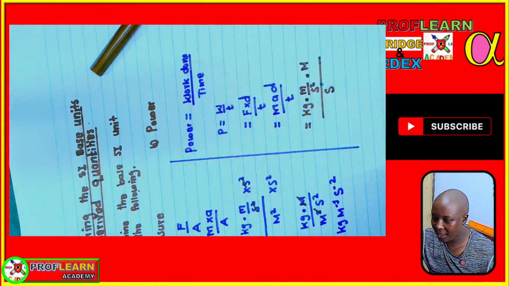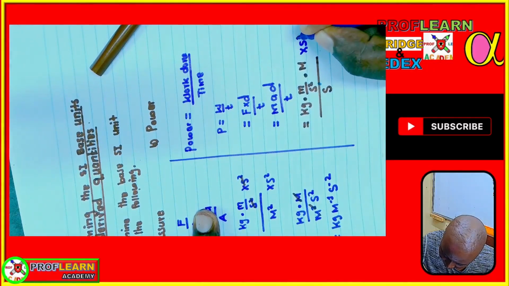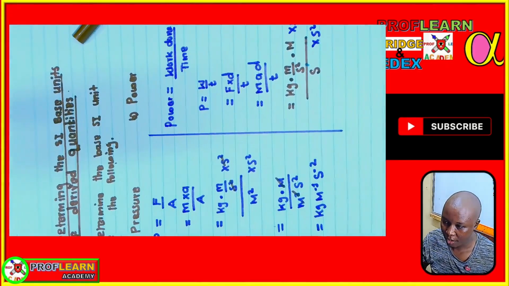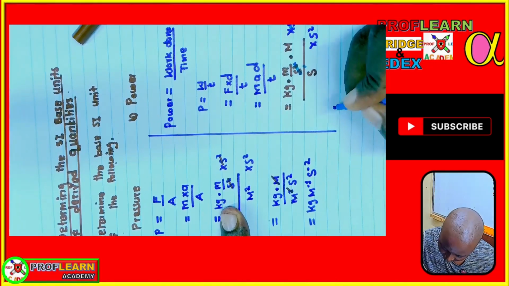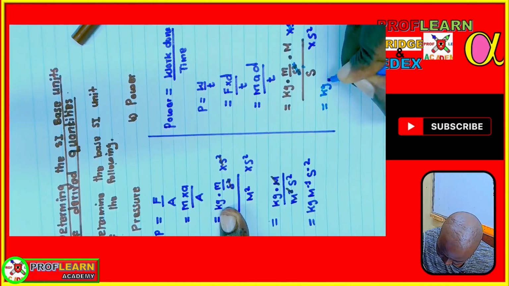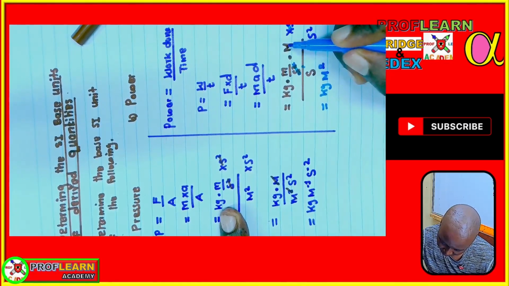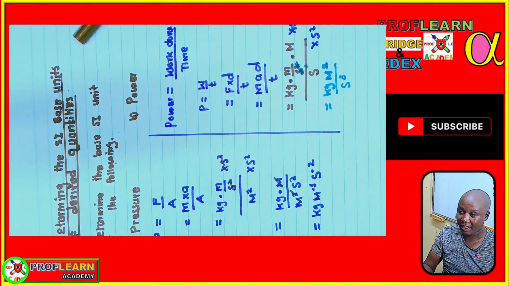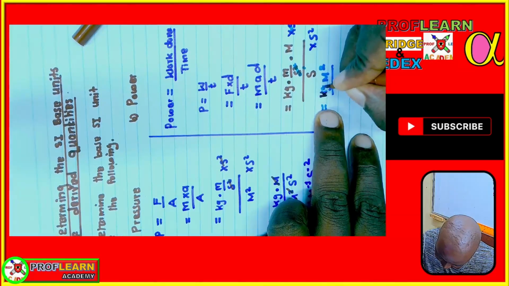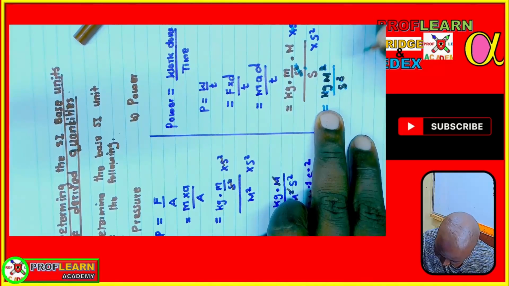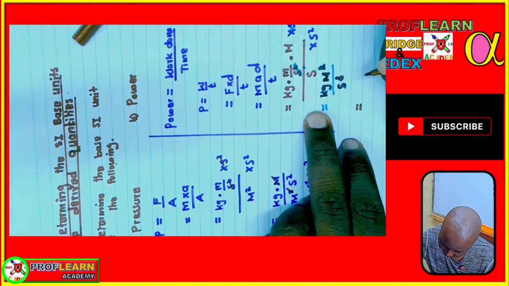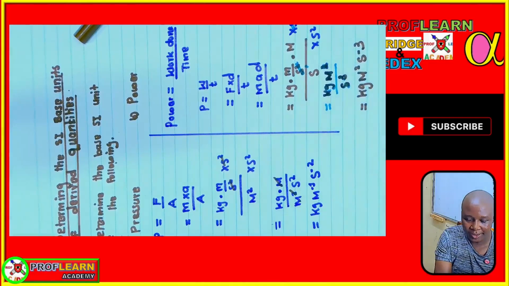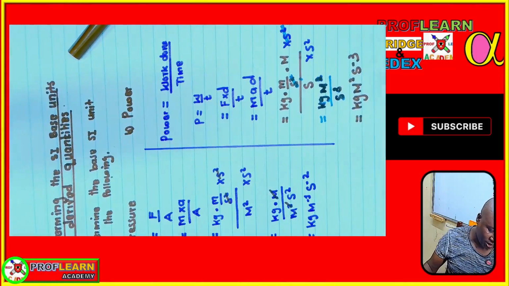I like dealing with the fractions first, so I'll multiply by s squared here, and I multiply by s squared here, so that I can cancel this and this, and my equation is going to reduce to kilogram meter squared, because meter times meter becomes meter squared, divided by s cubed. So this is the part I have, and now I need to rewrite this equation as kg meter squared s^-3. So basically that is the SI base unit for the quantity.